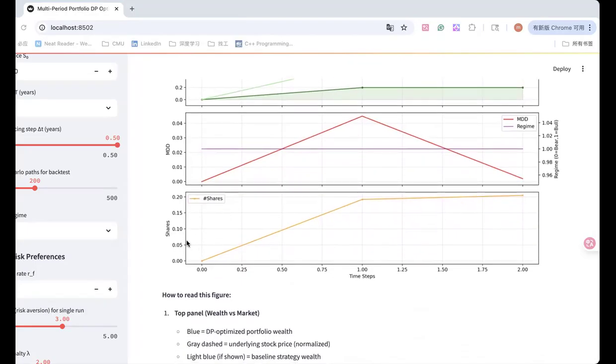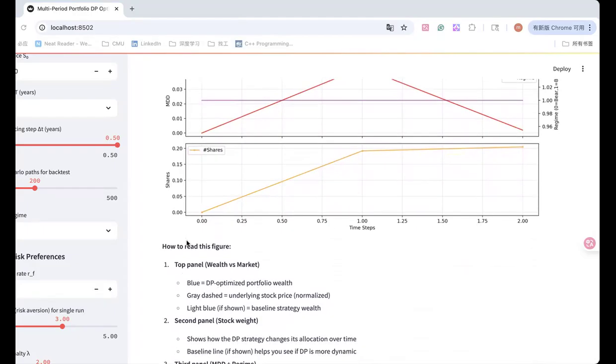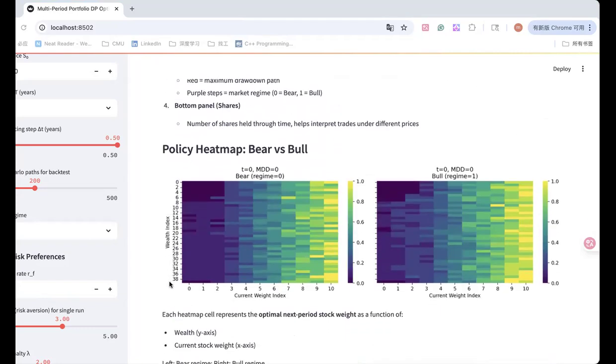The last panel is the number of shares held, which is useful to debug how the allocation translates into actual positions. These two heat maps show the optimal next stock weight as a function of current wealth and allocation, for a fixed time and MDD level. The left is bear and the right is bull. You can see the DP recommends more conservative weights in bear and more aggressive weights in bull, even with the same starting wealth.